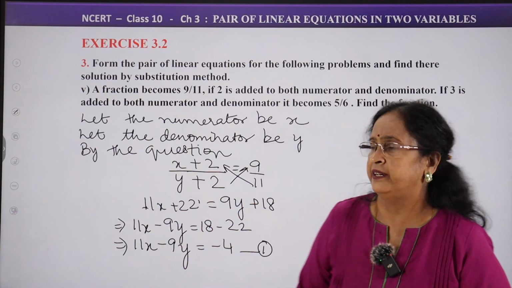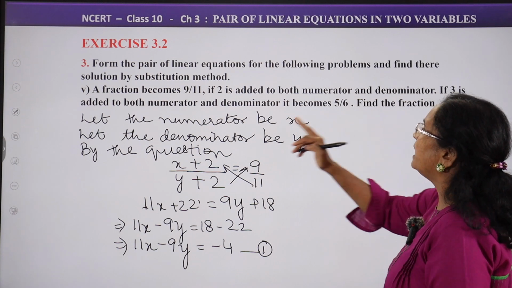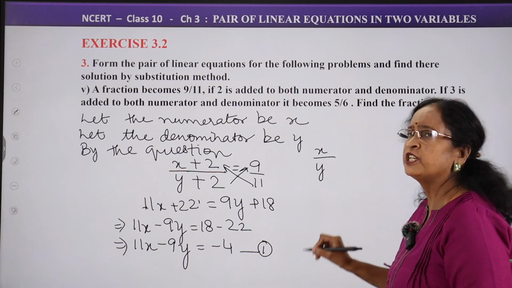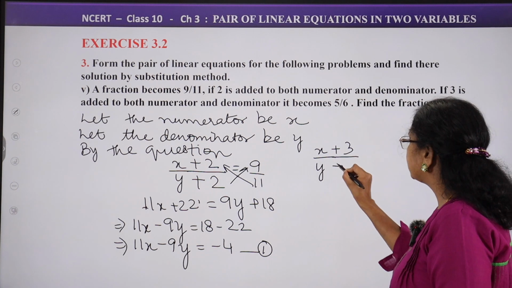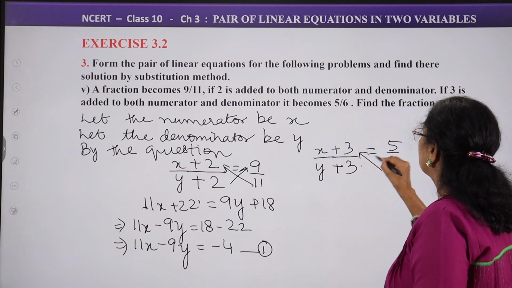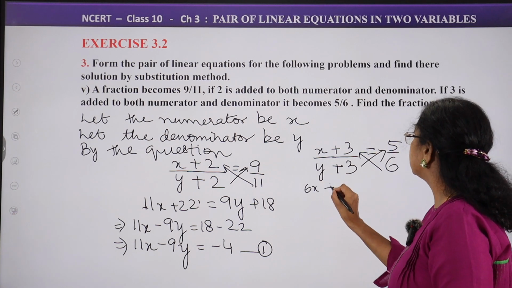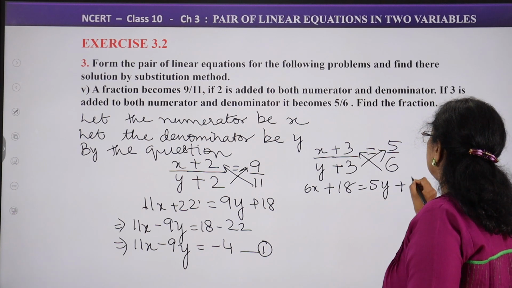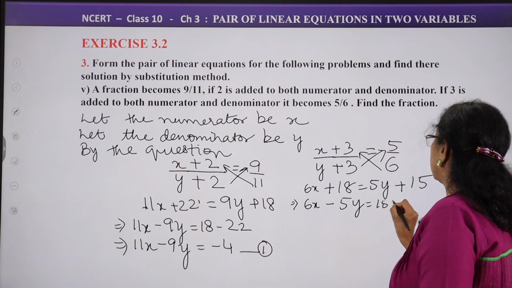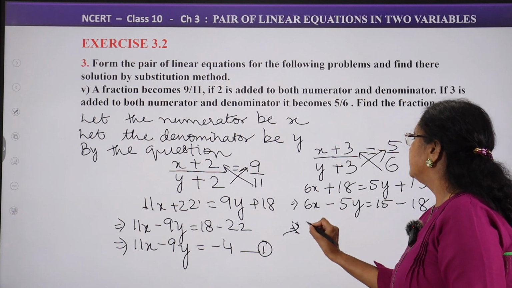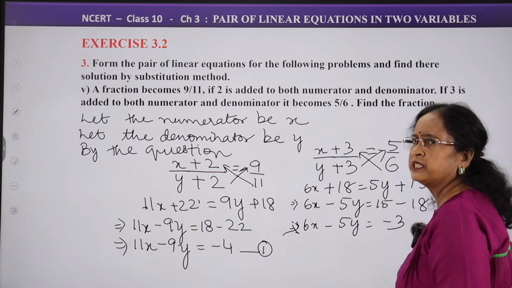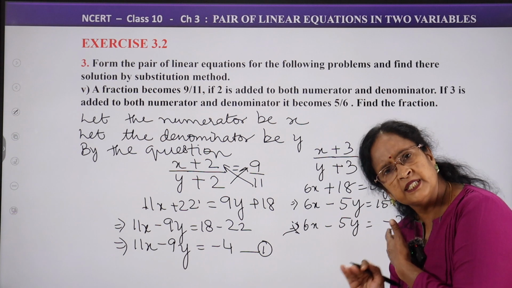Now, coming to the second. What does the second equation say? If 3 is added to both numerator and denominator. So, first write numerator, then write denominator. Now, 3 is added. What does it become? The fraction becomes 5 by 6. Cross multiplying, 6x plus 18 is equal to 5y plus 15. That implies 6x minus 5y is 15 minus 18. Implies 6x minus 5y is minus 3. This is the second equation. So, framing of equations is done.